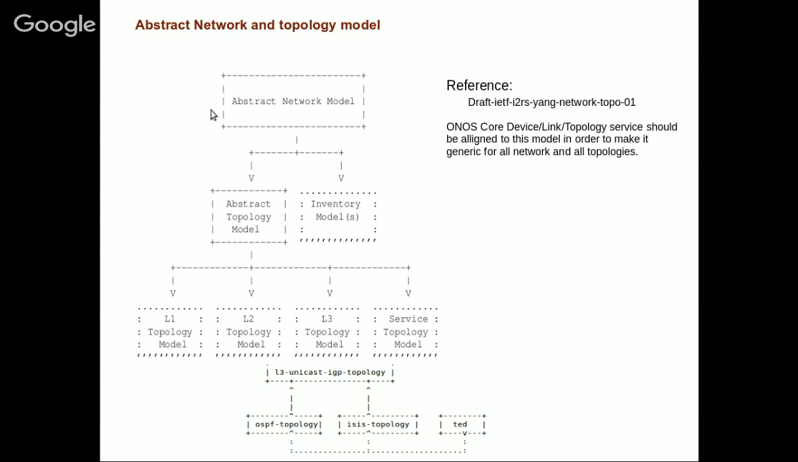If you see this, we have the abstract network model, which consists of the nodes, basically the devices, and the abstract topology model, which contains the links and termination points between the links. These are the abstract level, and further this has been extended for the L1 topology model, L2, layer 3, and it can even be extended for a service topology model. The L3 topology model can be further extended for OSPF topology or ISIS topology, and with the traffic engineering information as well. This is how the current IETF draft has been defined and YANG has been modeled.